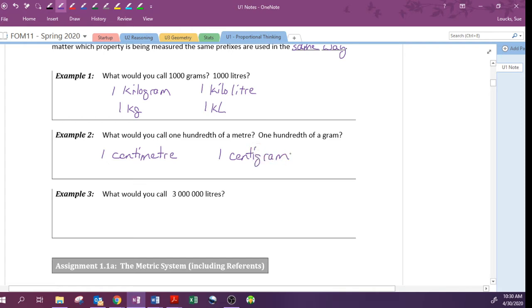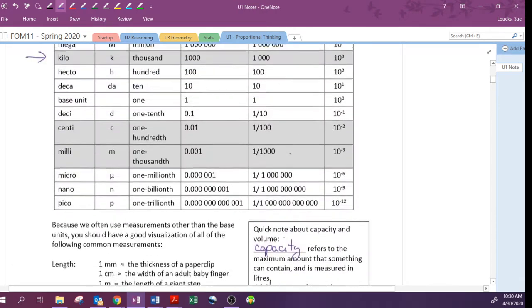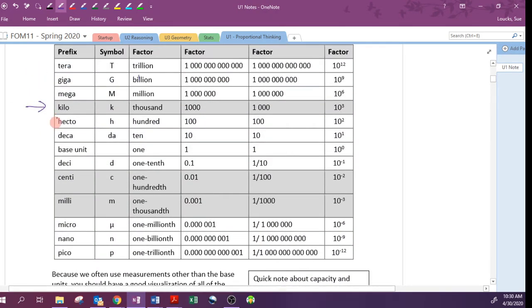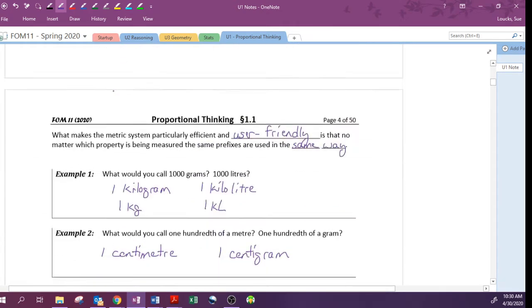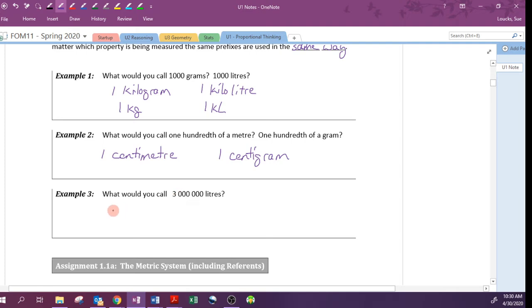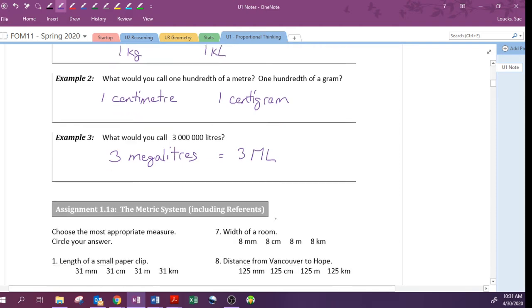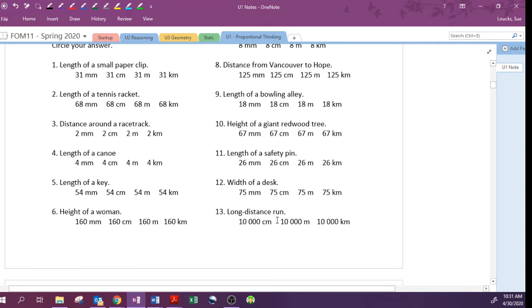And what would you call 3 million liters? Well, let's go to the table. Million is mega, which is abbreviated with a capital M. And there's 3 of them, so this would be 3 megaliters, or 3 capital M, capital L. Okay? So there's your first assignment. Just answer these questions and then check them, and then come on back for the next part of the video.